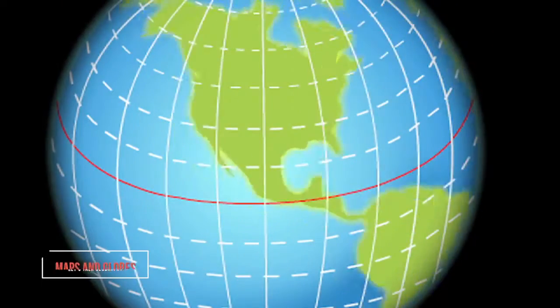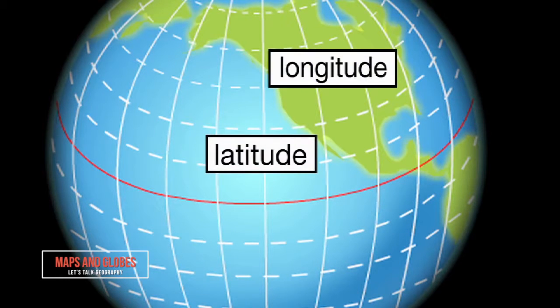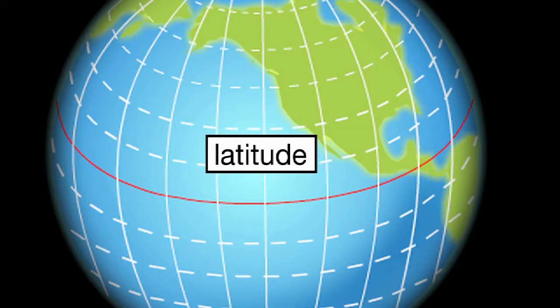The curved lines that form the grid on a globe are called lines of latitude and longitude. Lines of latitude go around the Earth.